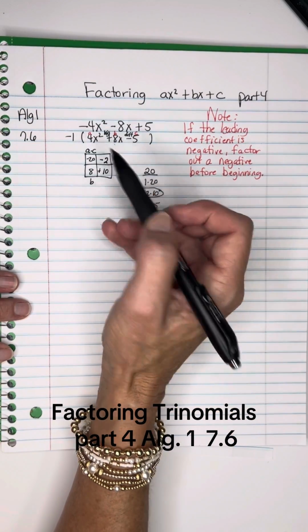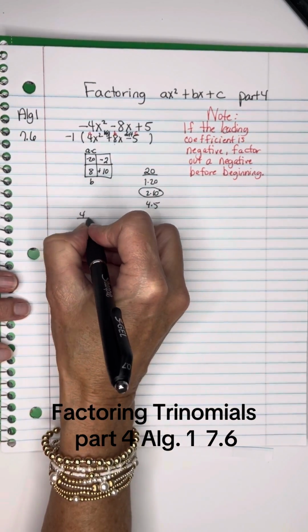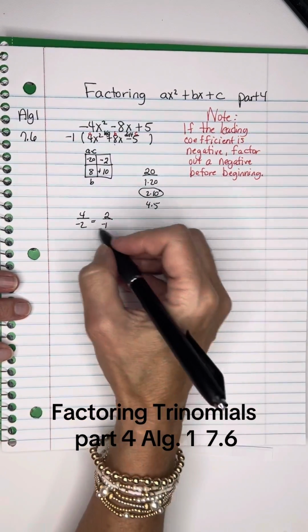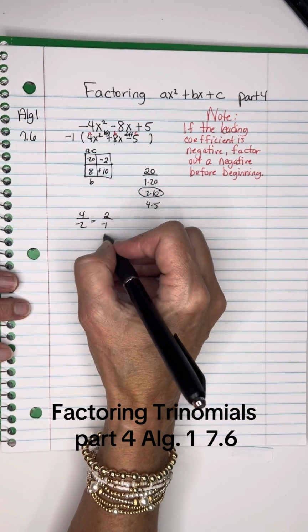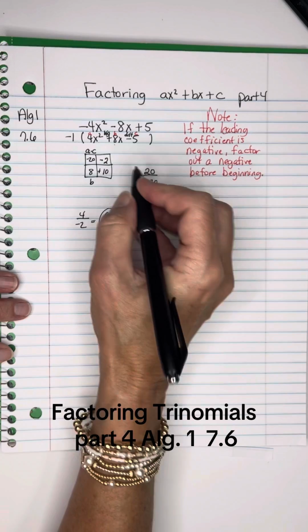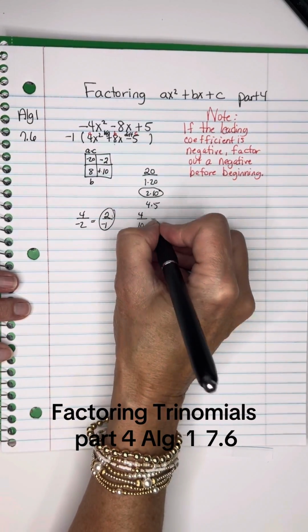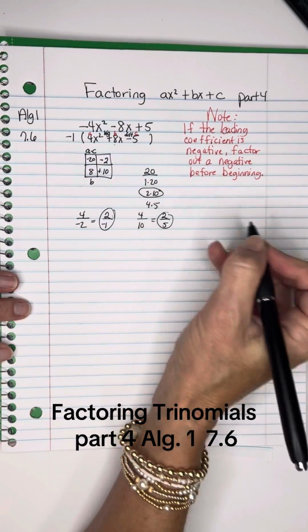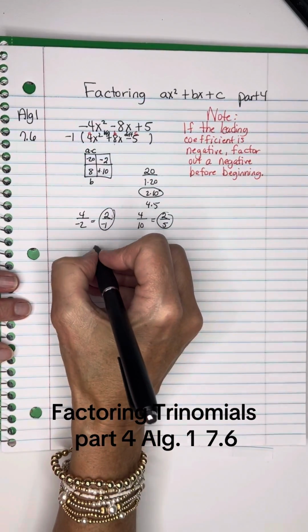Now to make the fractions. Take your 4, your A, and put it over -2 and reduce. So that becomes 2 over -1. Go ahead and put the -1 up under there because you're going to need it for the binomial, and then circle it. Then take your 4 and put it over the 10 and reduce those. Divide them both by 2 and you get 2 over 5. Circle it, it's ready to make a binomial out of.